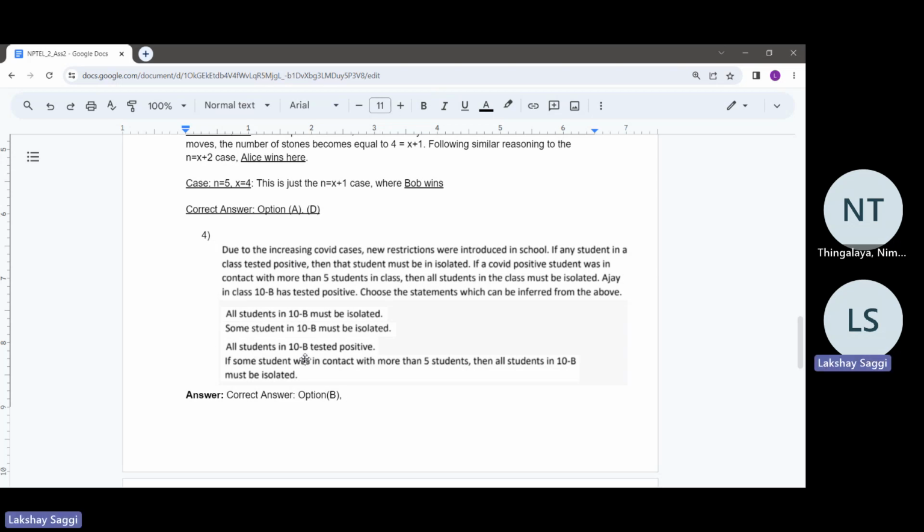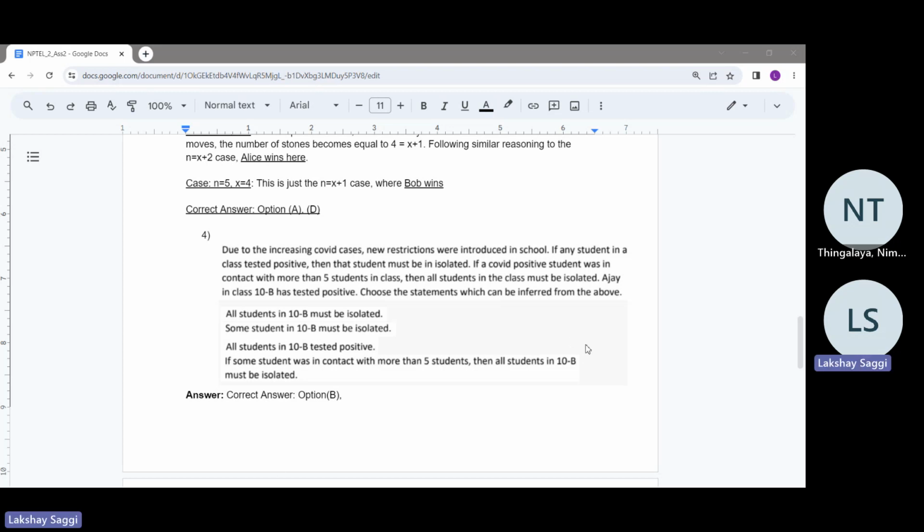Option C is all students in 10th B tested positive. This statement can't be inferred from the above abstract, right? Because we don't know anything about all the students. We just know that Ajay has tested positive. So option C is incorrect. And option D is if some student was in contact with more than 5 students, then all students must be isolated. So is this statement correct or can this statement be inferred? Nimita, according to you, is it correct or not?